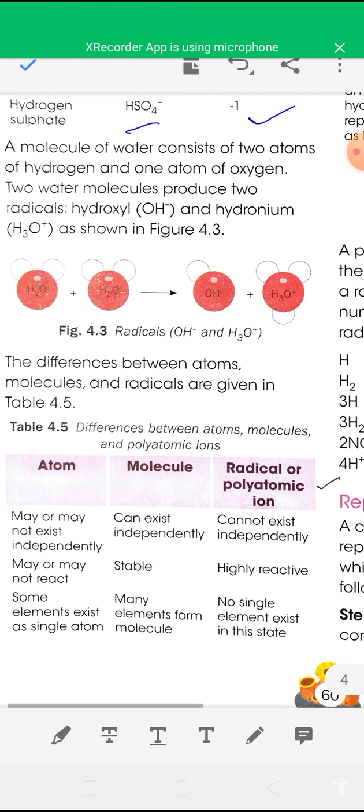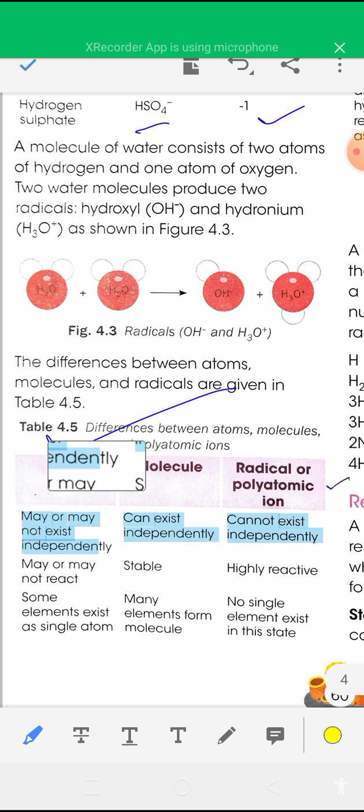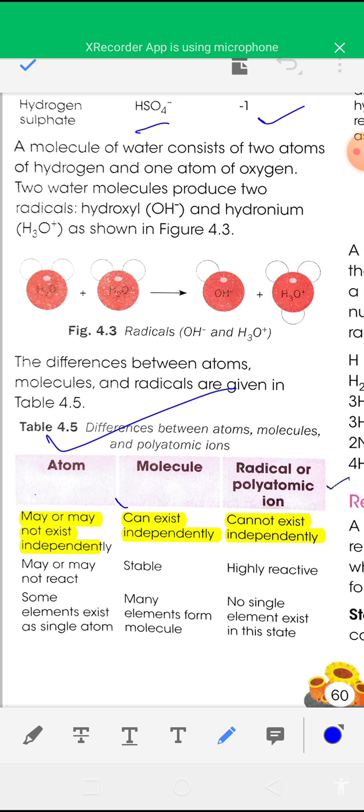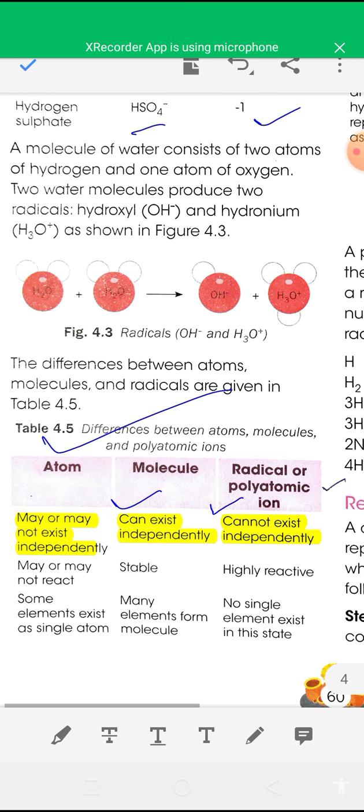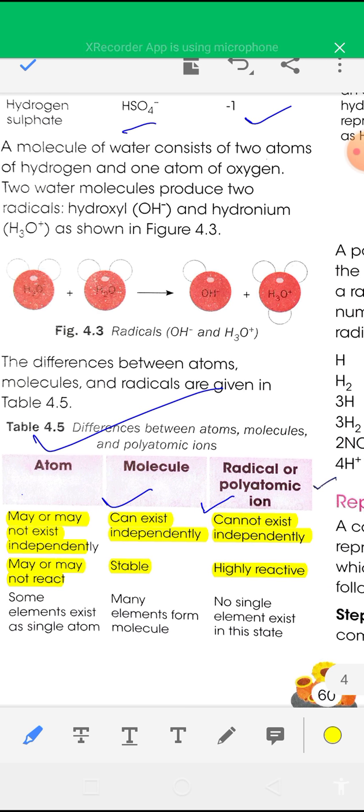And today's last topic, see the difference between atoms, molecules and polyatomic ions. Atoms may or may not exist independently, but molecules can exist independently, and free radicals cannot exist independently because they are highly reactive. Next point, atoms may or may not react. Molecules are stable and radicals are highly reactive. Some elements can exist as a single atom, such as noble gas elements.